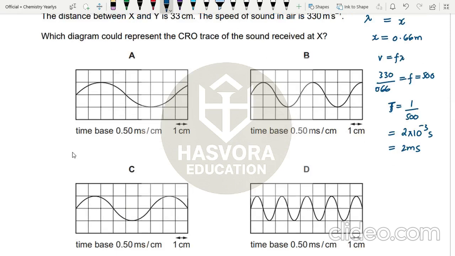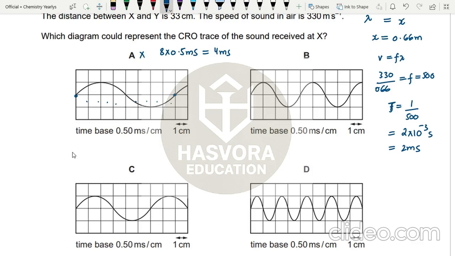So you can see that one wave on this first graph is taking about 1, 2, 3, 4, 5, 6, 7, 8. So 8 small boxes. So 8 into 0.5 millisecond, they have given in millisecond, so it will become 4 millisecond. But we have the time period 2 milliseconds, so this will be the wrong option. Let's check for the B.